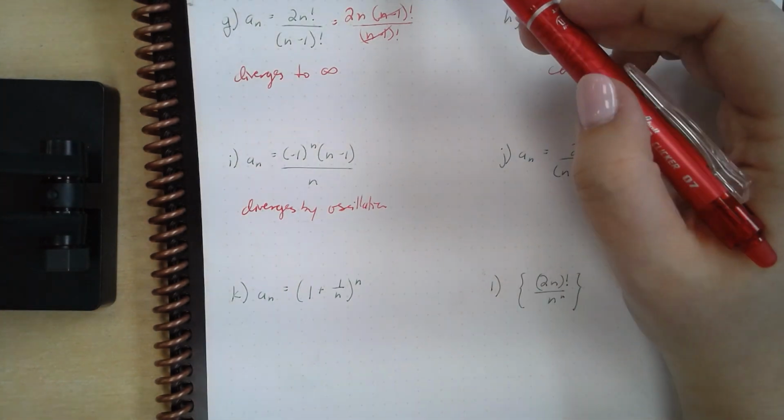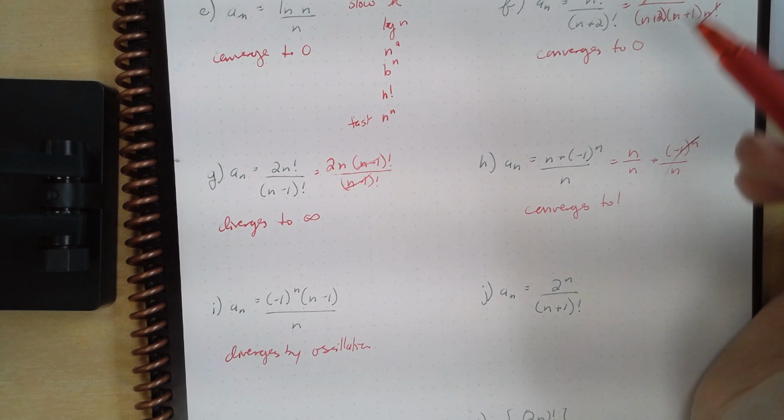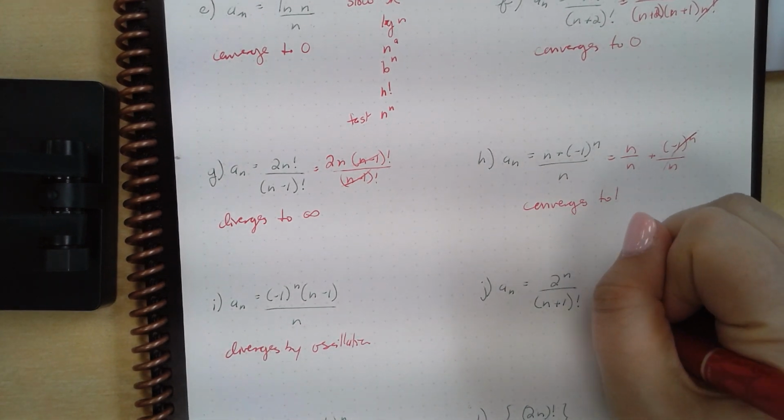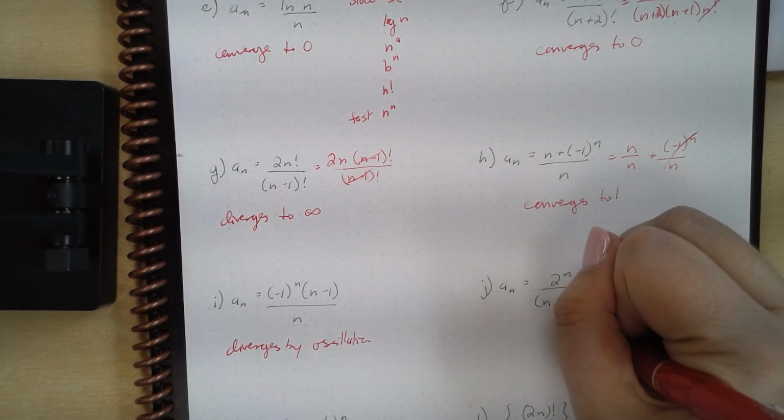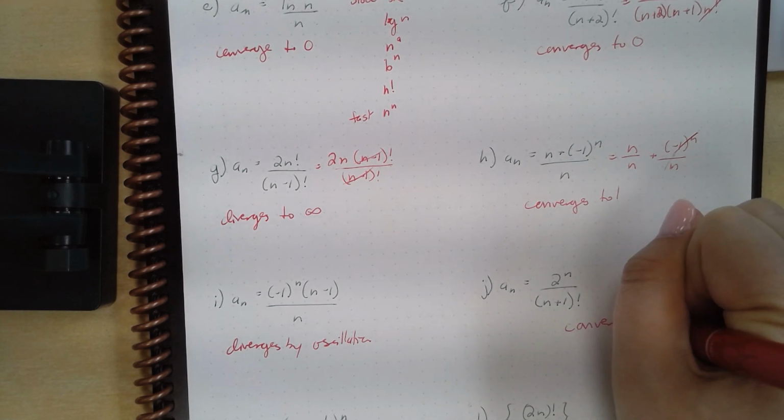Okay? Letter J, we have this over this. If we go back here to our list of factorial is faster, so this converges to 0.